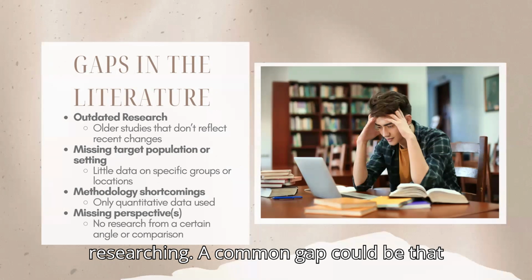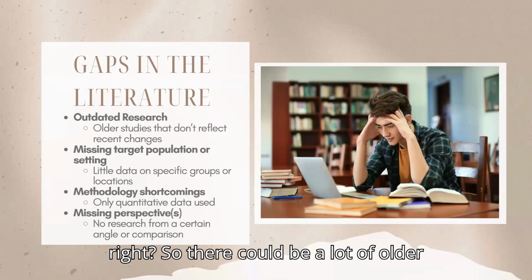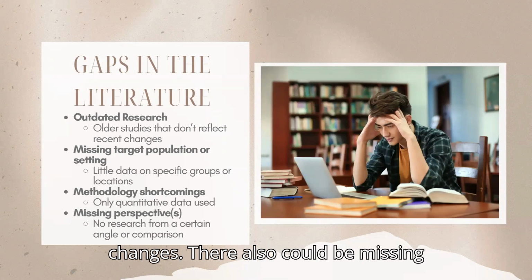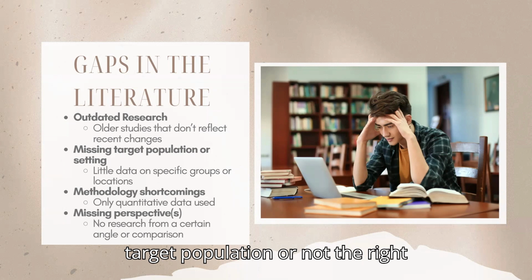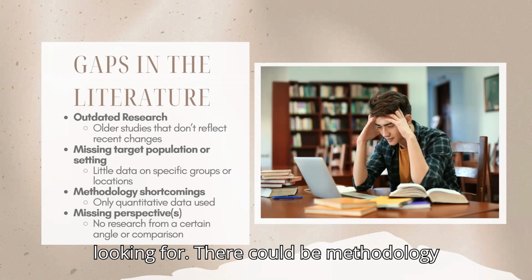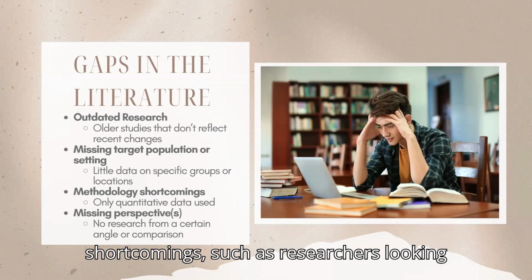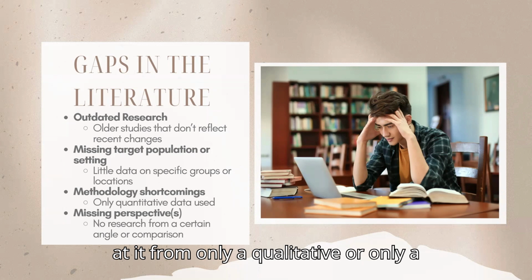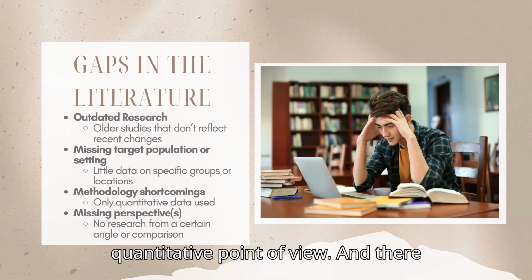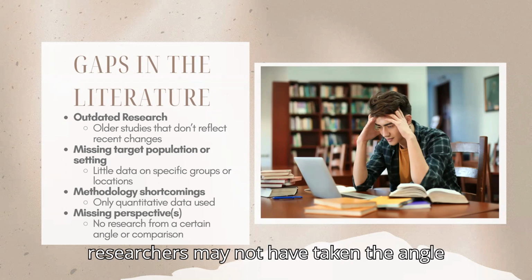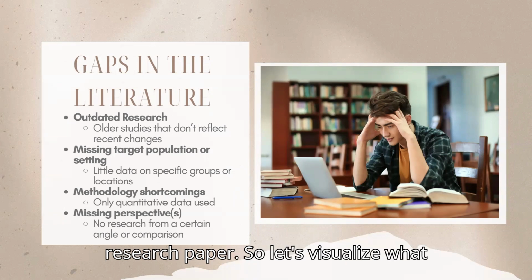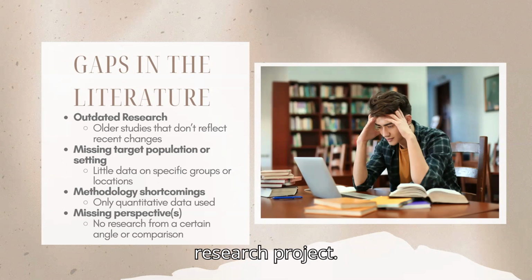A common gap could be that there is a lot of outdated research, right? So there could be a lot of older studies that don't reflect current changes. There also could be a missing target population or not the right setting for the research study. So that could cause limited data on what you're looking for. There could be methodology shortcomings, such as researchers looking at it from only a qualitative or only a quantitative point of view. And there also could be missing perspectives, as researchers may not have taken the angle that you're interested in for your actual research paper. So let's visualize what this will look like within our sample research project.